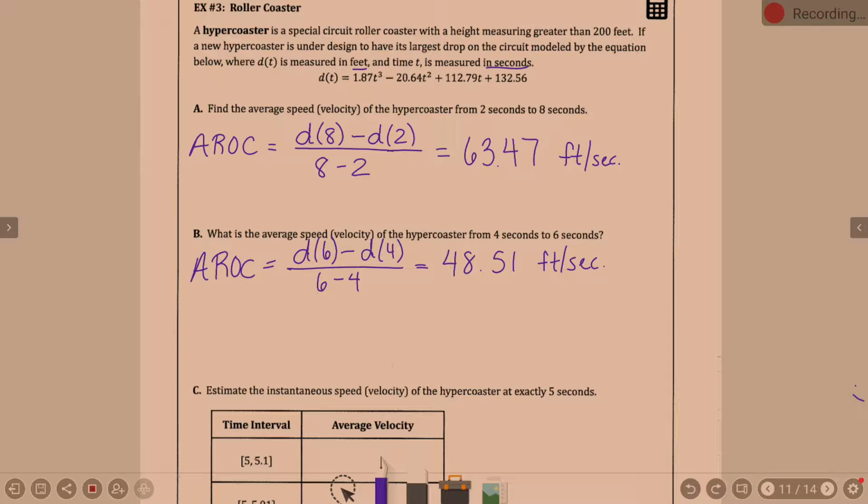A little bit of notation here I had written in my notes. A way to write this interval would be 4 less than or equal to t less than or equal to 6. So if we're getting some official notation here, the average rate of change between 4 and 6 seconds is the 48.51 feet per second we found.